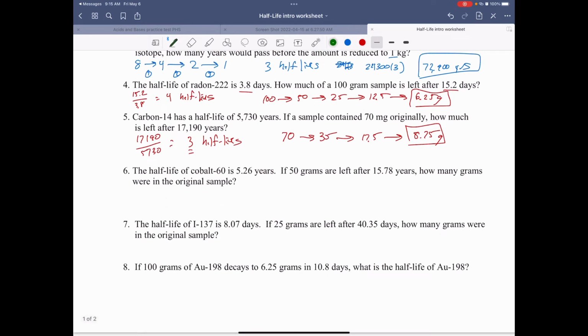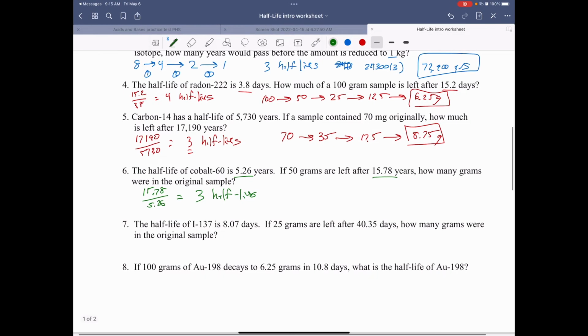Now let's go to 6. If the half-life of cobalt-60 is 5.26 years, if 50 grams are left after 15.78 years, how many grams were in the original sample? Again, let's figure out how many half-lives have passed here. So 15.78 divided by 5.26, that's going to be 3. So 3 half-lives have passed. So 50 grams are left.